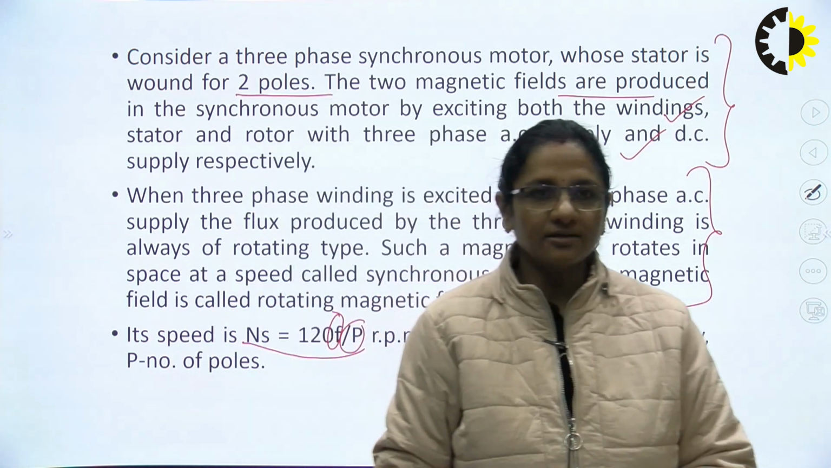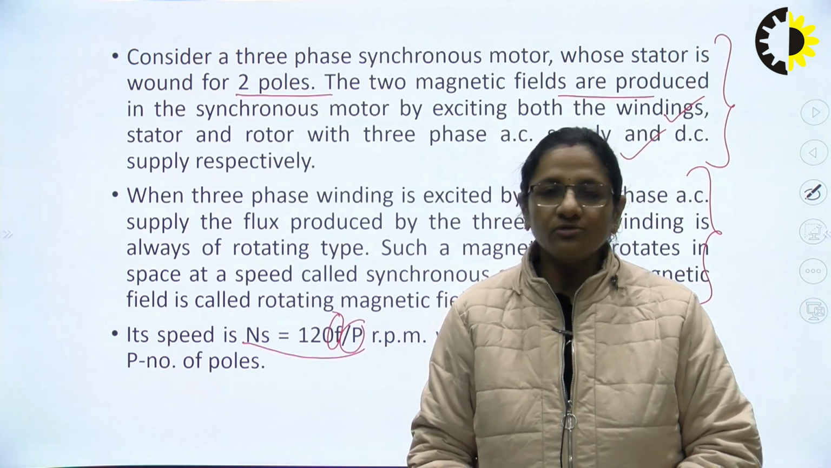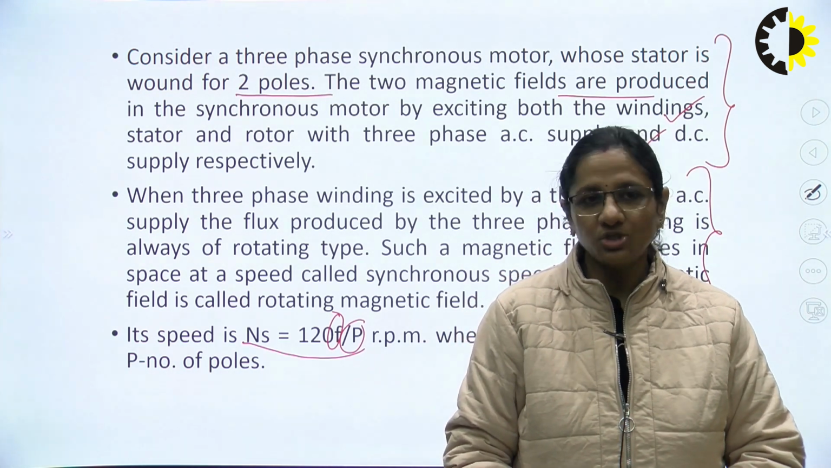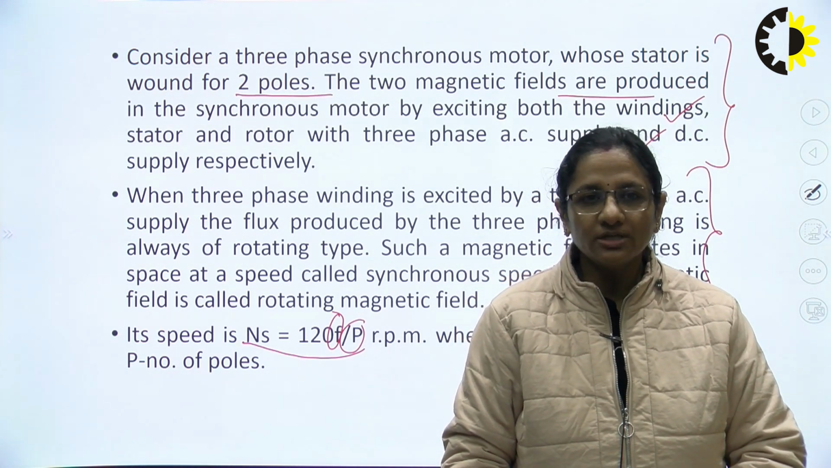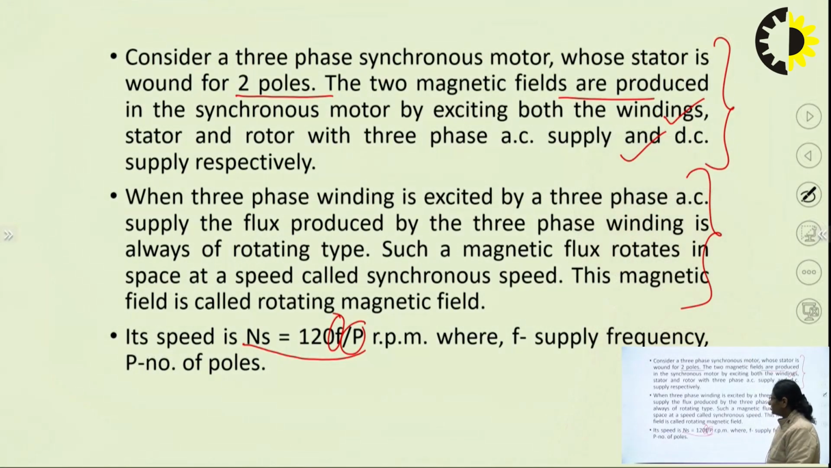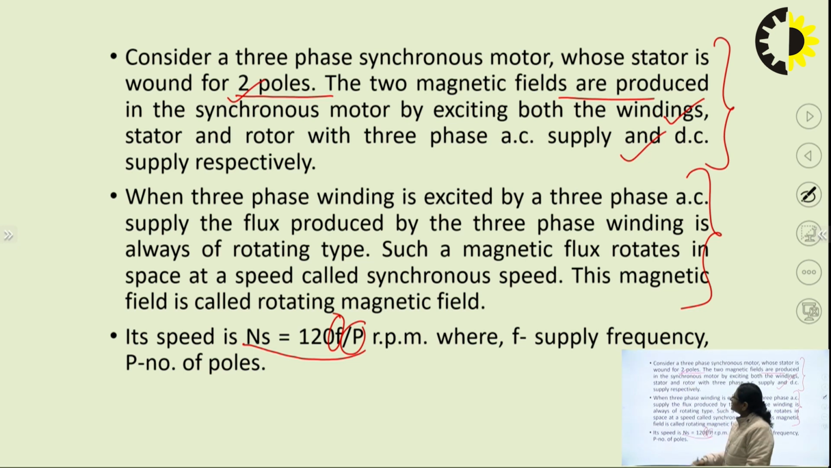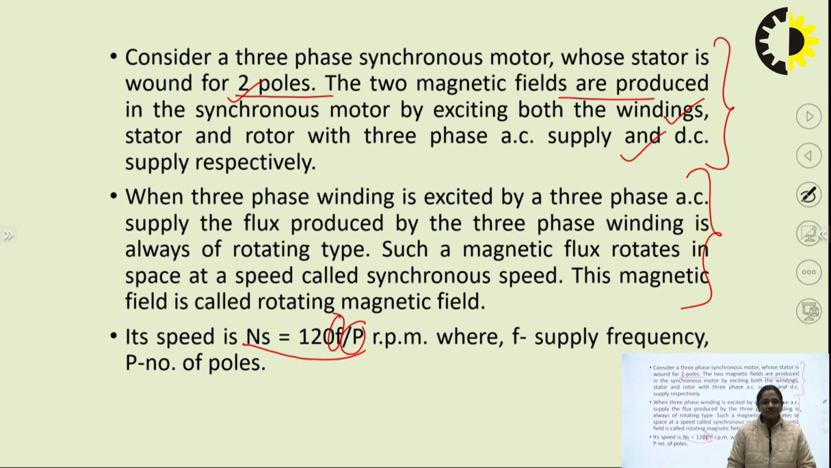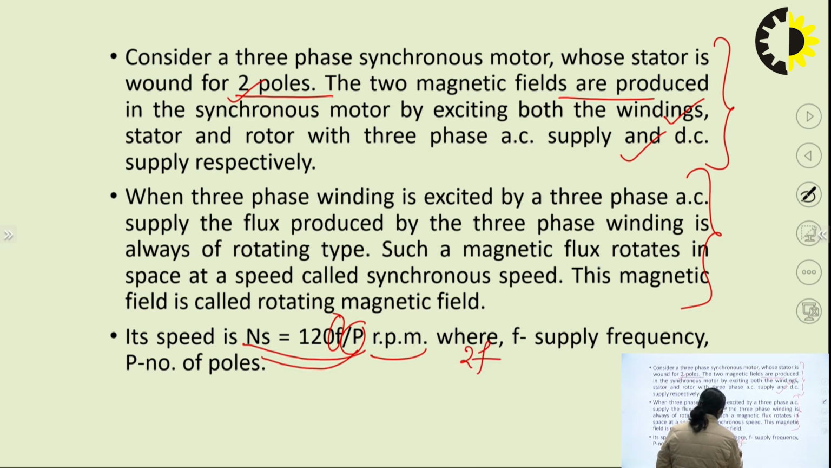So, we are considering here the construction and operation of a two-pole three-phase synchronous machine. Two-pole machine means the armature is wound for two poles. So, when a three-phase supply is given to the armature winding, two poles are created, one is the N pole and one is the S pole, and these poles are rotating in nature. They are rotating at a constant speed of Ns, which is 120 F by P in RPM, or the same can also be written as 2F upon P in RPS.